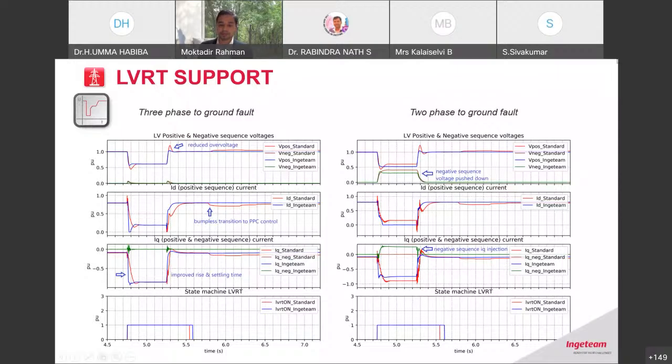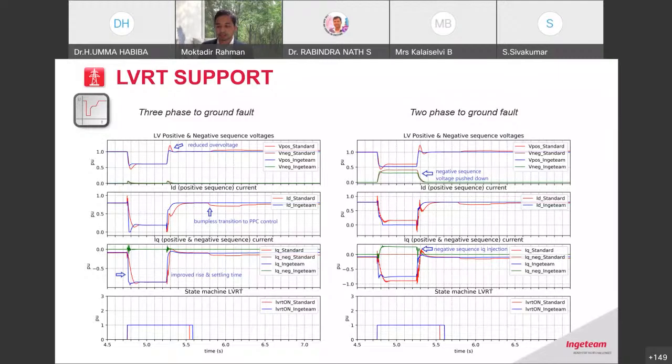Here in the figure you can see that during a two-phase to ground fault, the negative sequence voltage is up, and you can see the negative sequence and positive sequence current is applied here. Usually, like 1 year ago, there was no requirement of negative sequence current injection, but the new requirement is that negative sequence current and positive sequence current need to be injected by the converters.